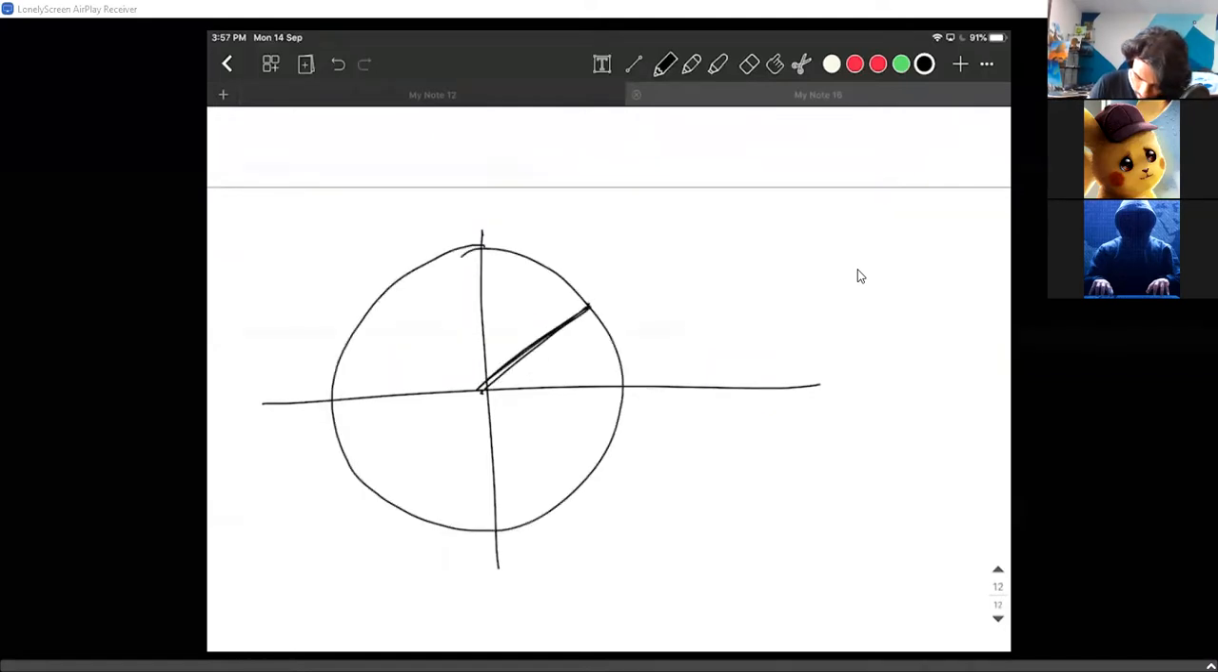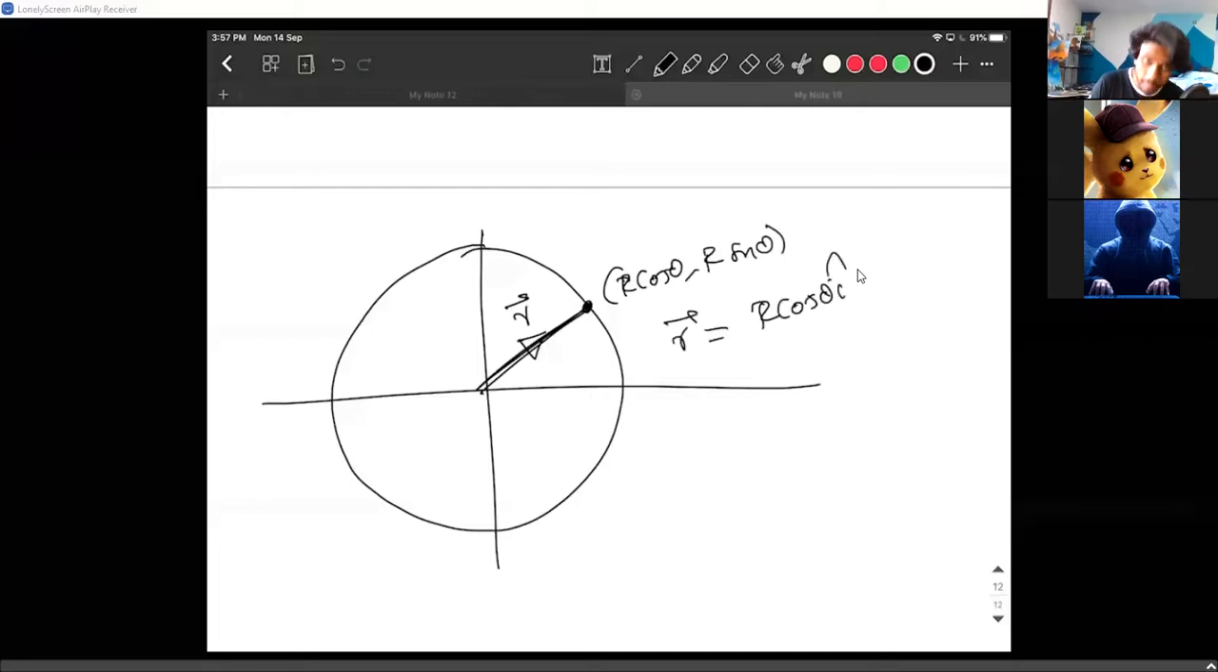This is the position vector. This position vector is representing this point, which is r cos theta, r sin theta. So the position vector is written as r cos theta i cap plus r sin theta j cap. Is this clear until this point?